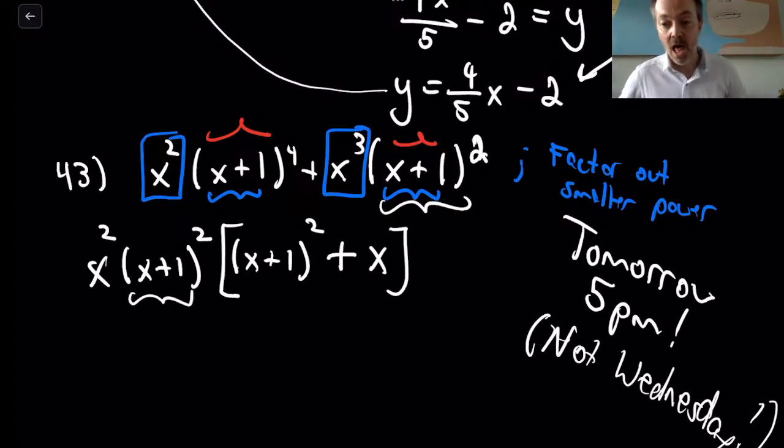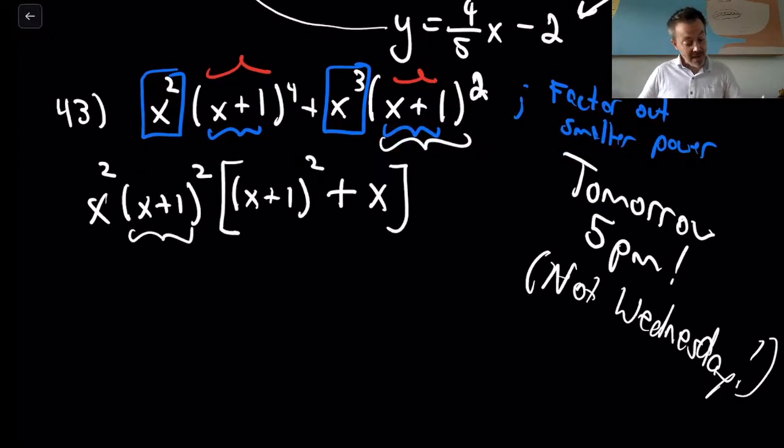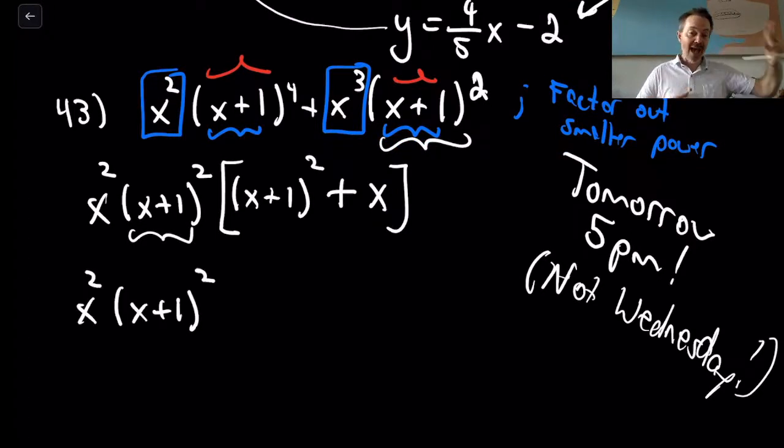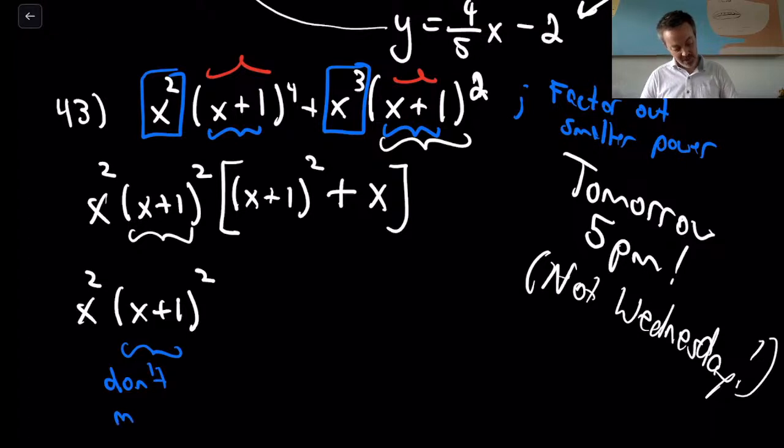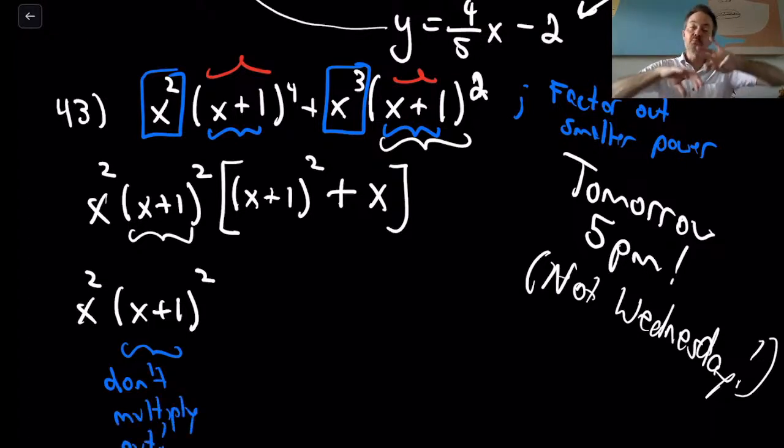You could simplify inside the parentheses if you want. As a rule of thumb, if you factor stuff, for example, don't multiply this out. Because if you multiply it out, you're unfactoring. You want to keep things as a product. So just leave that alone.